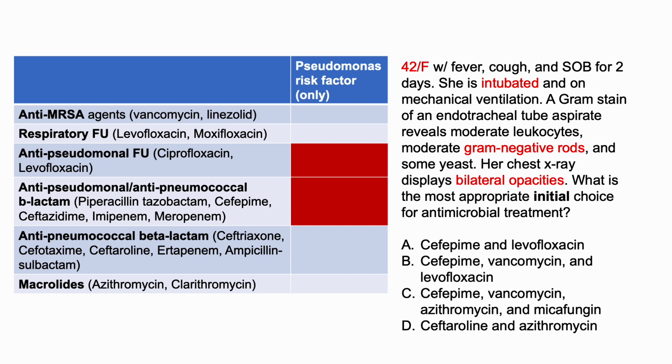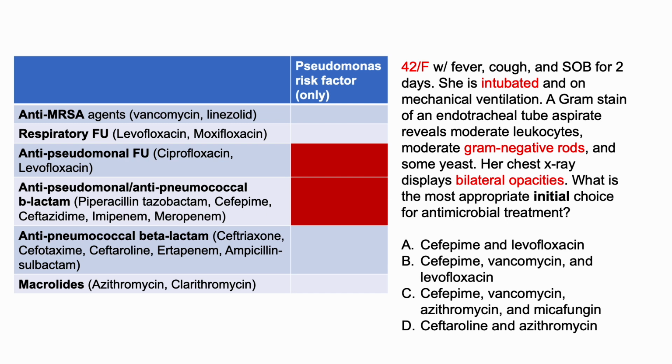A 42-year-old female is hospitalized with acute respiratory failure after experiencing fever, cough, and shortness of breath for 2 days. She is not on any medications. She is intubated and on mechanical ventilation. A gram stain of an endotracheal tube aspirate reveals moderate leukocytes, moderate gram-negative rods, and some yeast. Her chest X-ray displays bilateral opacities. Given this information, what is the most appropriate initial choice for antimicrobial treatment? Cefepime plus levofloxacin, cefepime plus vancomycin plus levofloxacin, cefepime plus vancomycin plus azithromycin plus micafungin, or ceftaroline plus azithromycin.